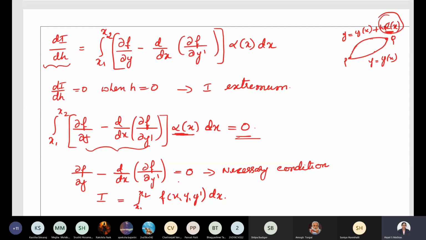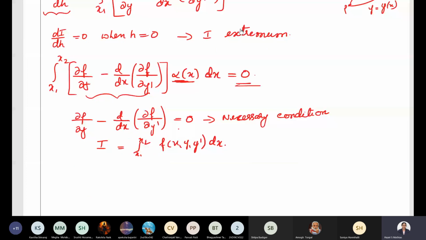And what is the meaning of functional? Functional is nothing but a function where the domain contains all the functions. Each function in the domain is assigned a unique real number. Then we can say that it is a functional. Try to understand the relation between function and functional. So let's discuss a few examples based on this, how to find the extremum using the concept of functionals.